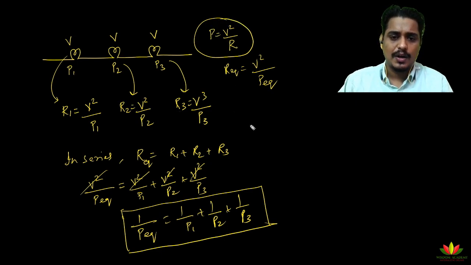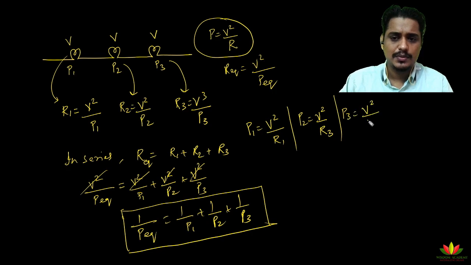the power of the first bulb will be equal to V square by R1, and for the second bulb power is V square by R2, and for the third, P3 is equal to V square by R3. These are the powers of the three different bulbs. I am talking in terms of their resistances. I can also talk in terms of their currents, and we know that V is equal to IR.